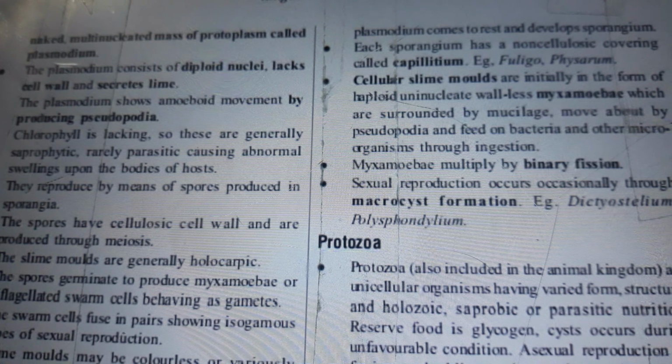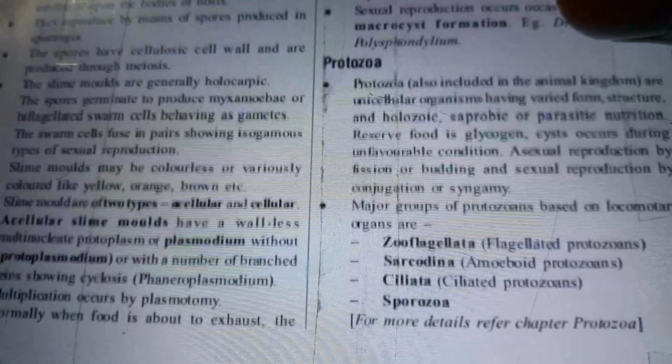Cellular slime molds are initially in the form of haploid uninucleate wall-less myxamoebae, which are surrounded by mucilage. They move about by pseudopodia and feed on bacteria and other microorganisms through ingestion. Myxamoebae multiply by binary fission. Sexual reproduction occurs occasionally through macrocyst formation, for example Dictyostelium, Polysphondylium.